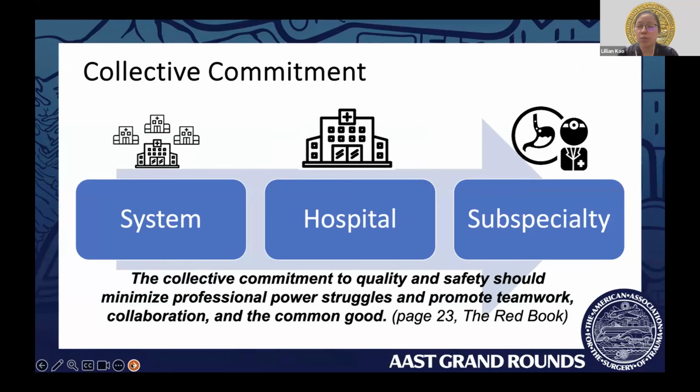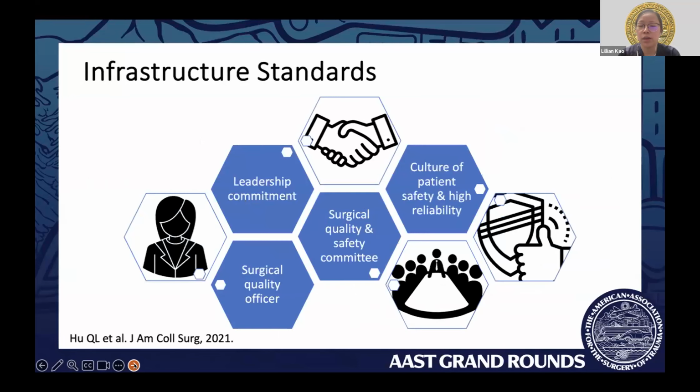So when we talk about quality overall, for example, in the quality verification program for the ACS, one of the very most important components of structure is the collective commitment from the system down to the hospital level, down to the subspecialty. And ultimately, all of these levels have to be aligned in terms of their commitment to quality and safety. And I think you could substitute the word equity in order to minimize power struggles and promote teamwork, collaboration, and the common good. These are some of the structural standards that the ACS has around the quality verification program.